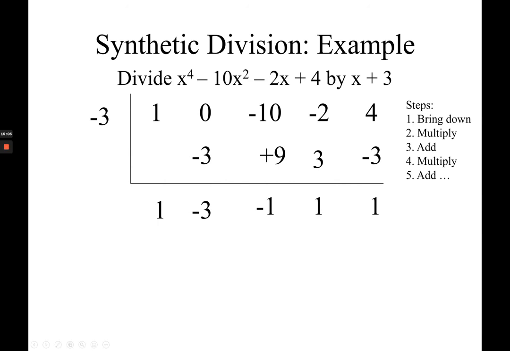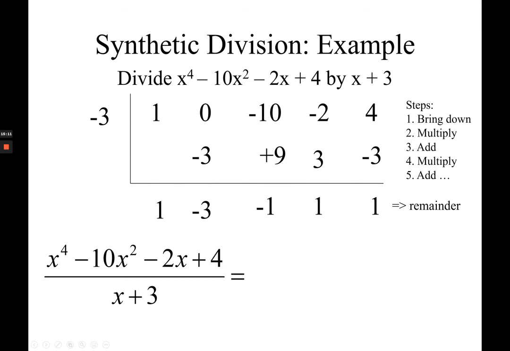Therefore, there is a remainder. Let me just write down your problem. This is actually your problem in the fraction form. It's just the same way of saying it like this. So our quotient starts with x to the power of 4 divided by x, which is x cubed. So your answer starts with x cubed. 1x cubed minus 3x squared minus 1x or minus x plus 1.